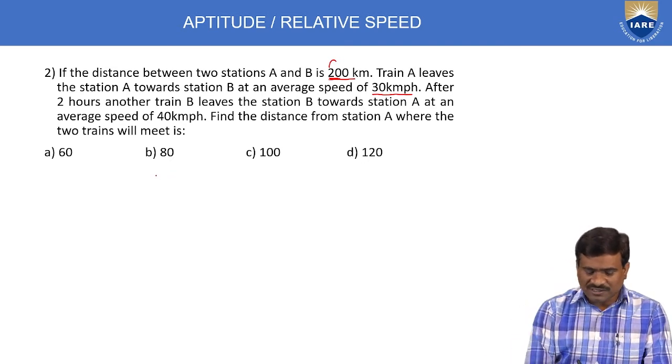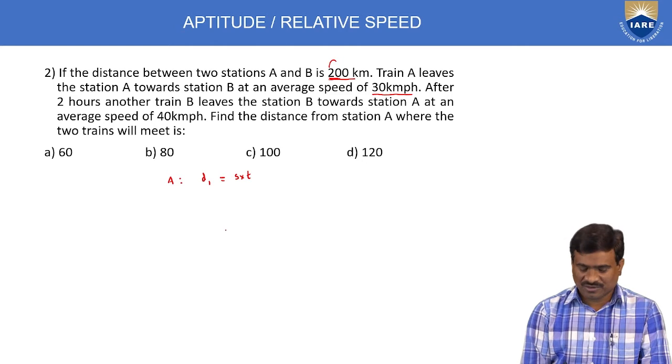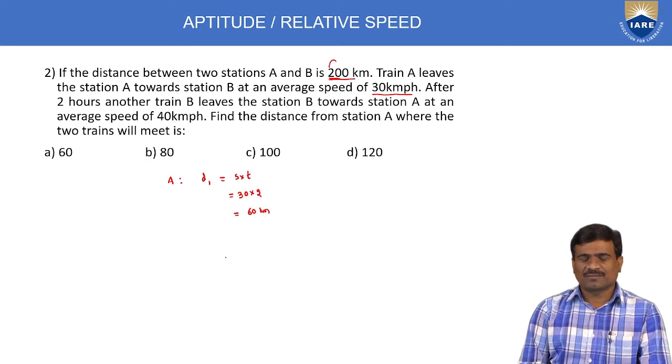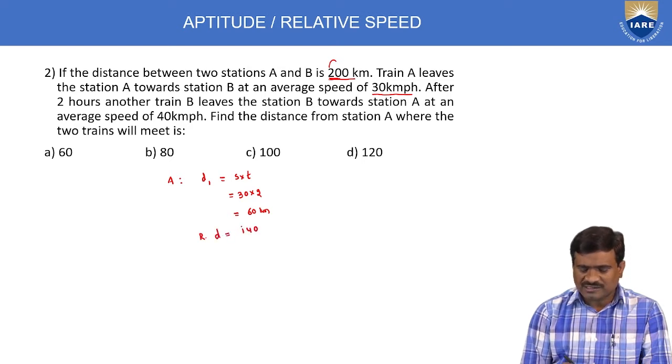Then, the distance covered by A in 2 hours. Distance is equal to speed into time. A's speed is 30 km per hour, time 2, which is equal to 60 kilometers. Of the total distance of 200, A only covers 60. The remaining distance is equal to 200 minus 60, which is 140 kilometers.